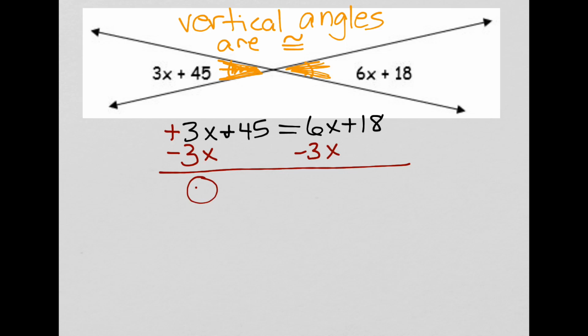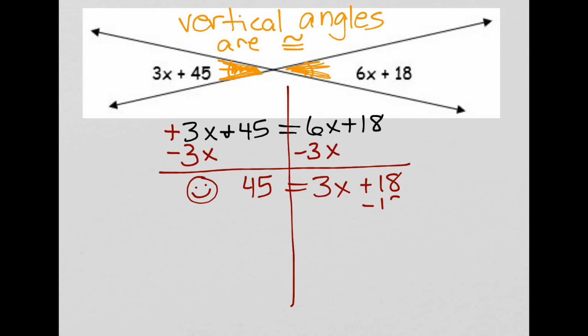And when I do that here, I get nothing left. Yay! And on the right-hand side, I get 3x. Some people like to draw this line to help them remember where the equal sign goes. That's totally fine. Over here I still have 45, and on the right-hand side I have 18. Now I'm trying to get x by itself. That's my goal. So x was multiplied by 3, and then I added 18 to it, and I got 45. To undo that, I'm going to first undo the last thing that happened. So I need to subtract 18.